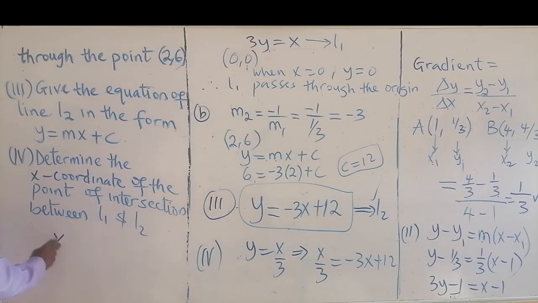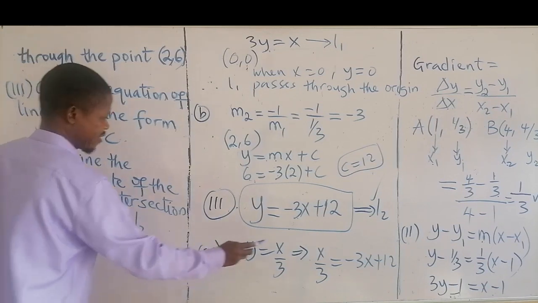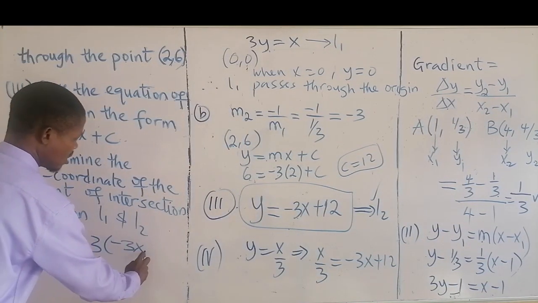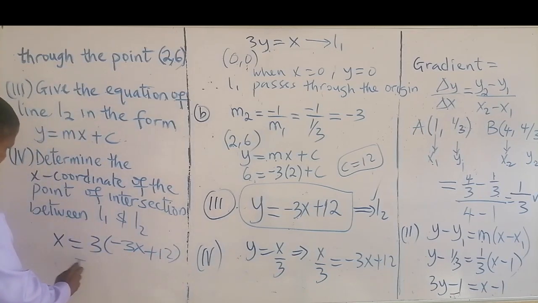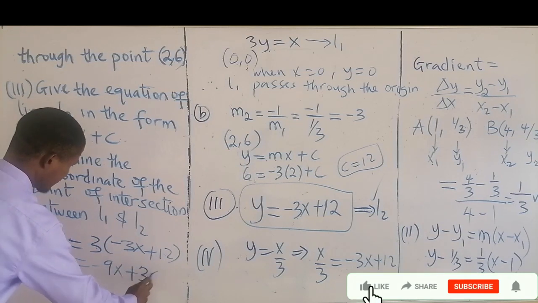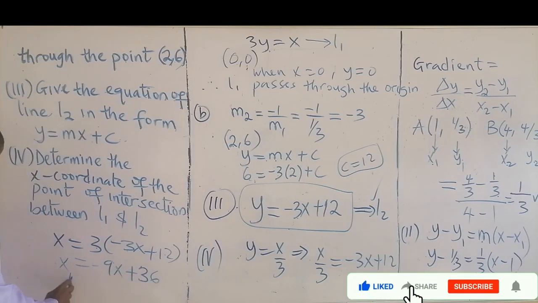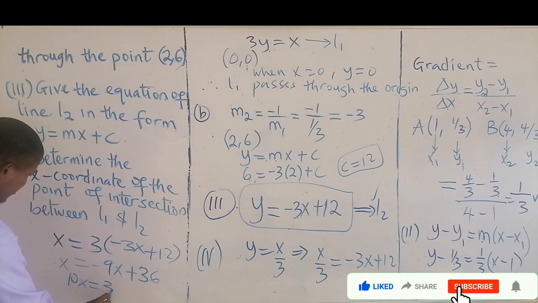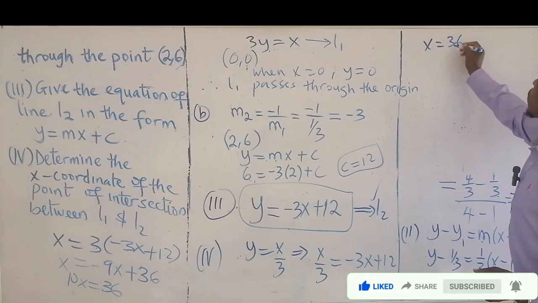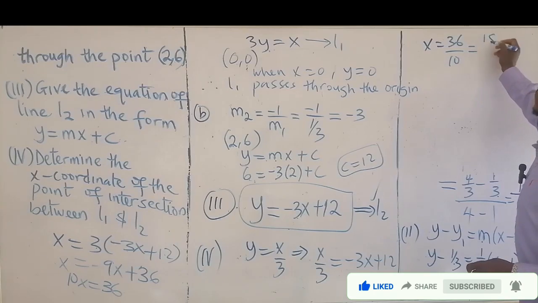That will give us x equal to, cross multiplying, 3 into bracket minus 3x plus 12. Open the brackets: this will be minus 9x, and then plus 36. Move this one to the other side, so we have 10x equal to 36. So from here, x is 36 over 10, which is 18 over 5.